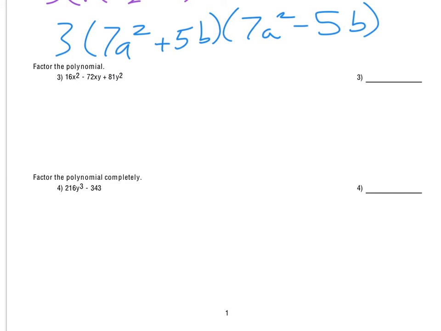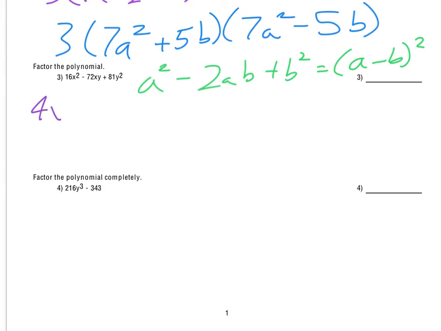Now for number 3 here, we've got a whole polynomial. Notice that the 16x squared and the 81y squared are perfect squares. Now, in order to check to make sure that that fits our pattern, which is a squared minus 2ab plus b squared, and that factors as a minus b squared, to make sure that it fits the pattern, we square root the 16x squared. That gives us 4x. We square root the 81y squared. That gives us 9y.